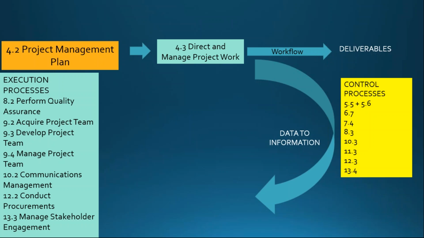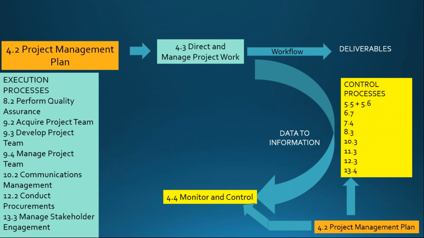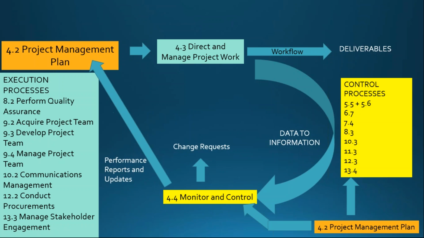So the data now goes over to the control processes that are controlled by the monitor and control process. These 11 control processes are also controlled by the project management plan, as we know. The data that we extrapolate from the moving work is measured against the control processes, and two things can happen. Either we generate a change request, just like I showed you in the last screen, or we send off performance reports and updates back to the beginning of the processes again. If we send a change request, where does it go?